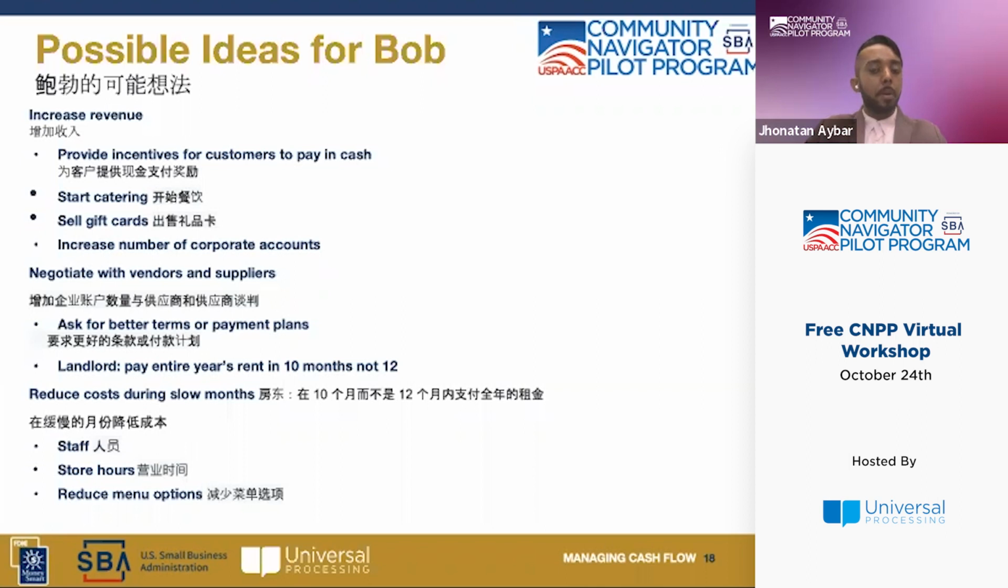Bob also can reduce his outflow, perhaps by making some arrangements with vendors or his landlord. Bob can modify the way that he pays rent and the terms of his lease. He can increase the total amount that he pays monthly during the months that his business is doing well.